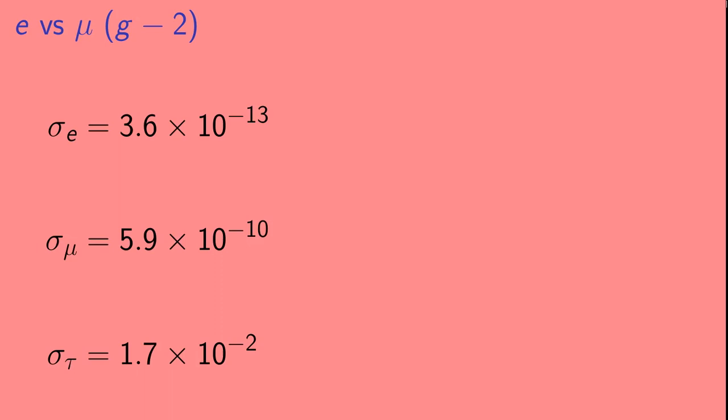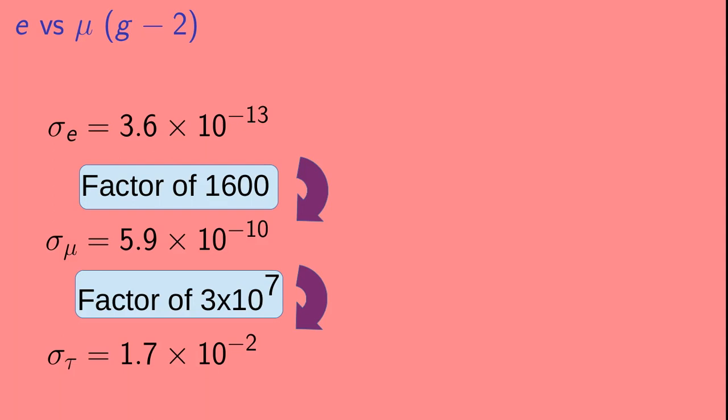Okay, so here are those uncertainties, sigma E, sigma mu, and sigma tau, that we got on the previous slide. So let's compare them. The difference between sigma E and sigma mu is a factor of 1600. So basically sigma mu is 1600 times as large as sigma E. And sigma tau is 30 million times larger than sigma mu. So this means a couple of things.